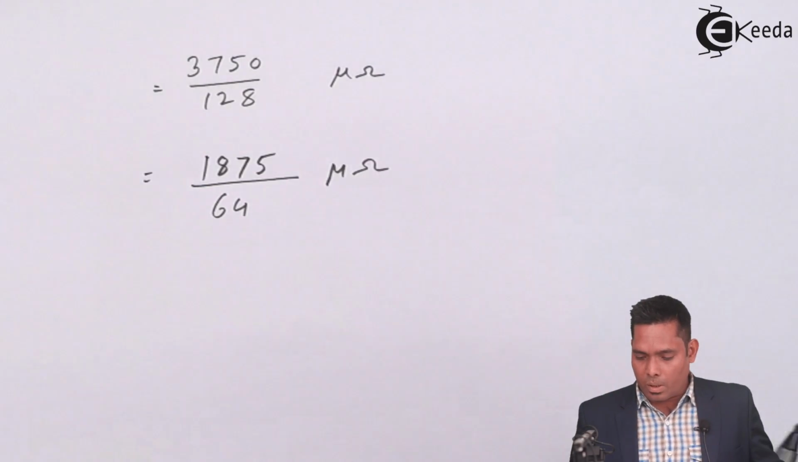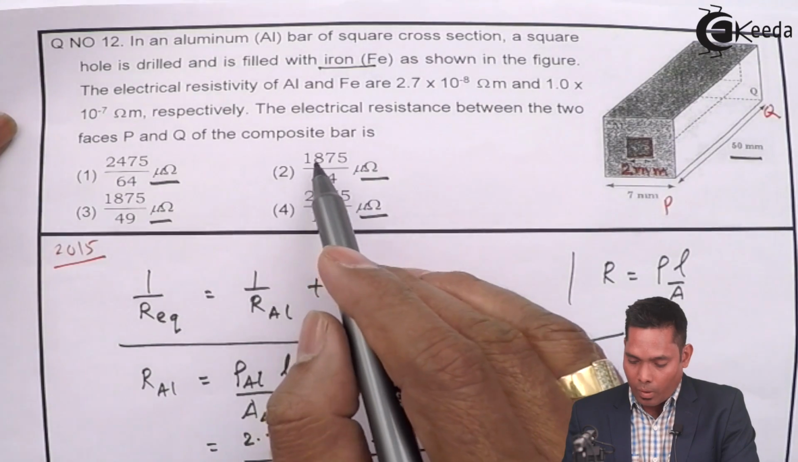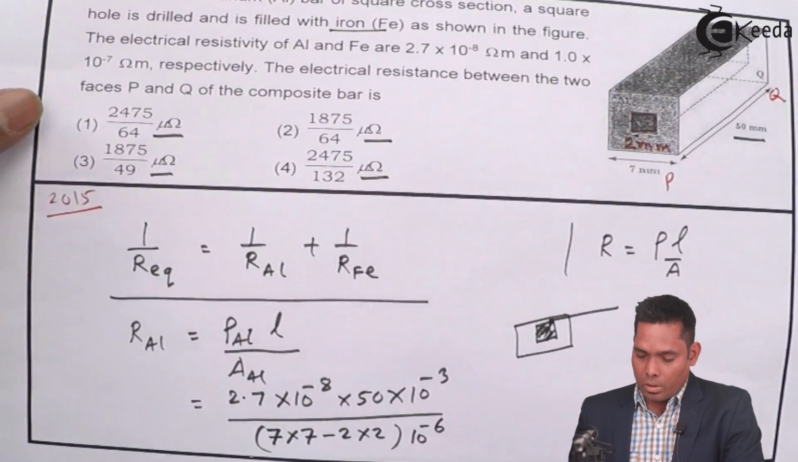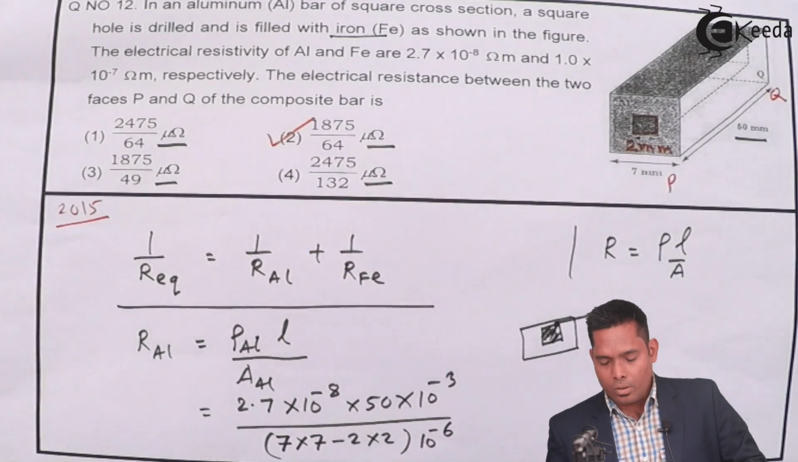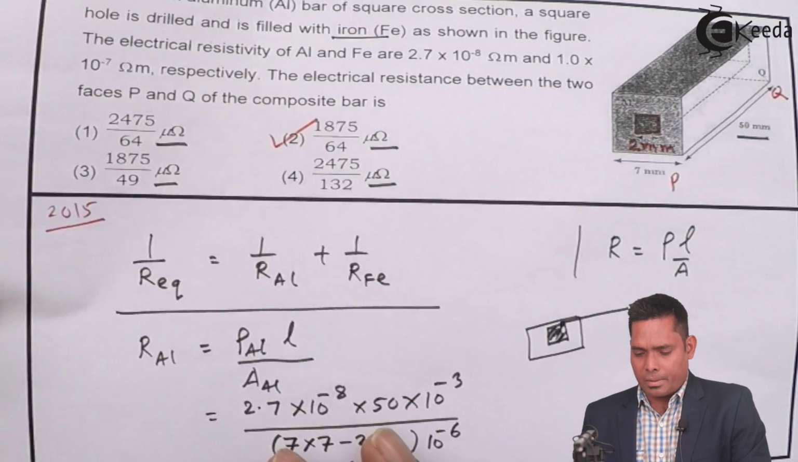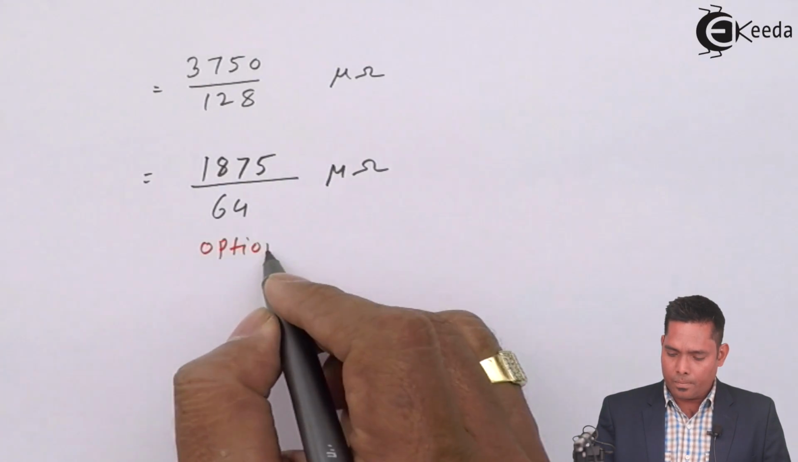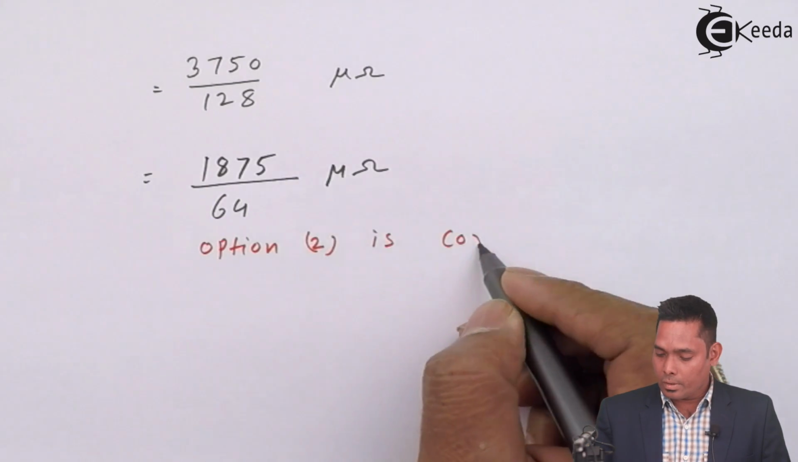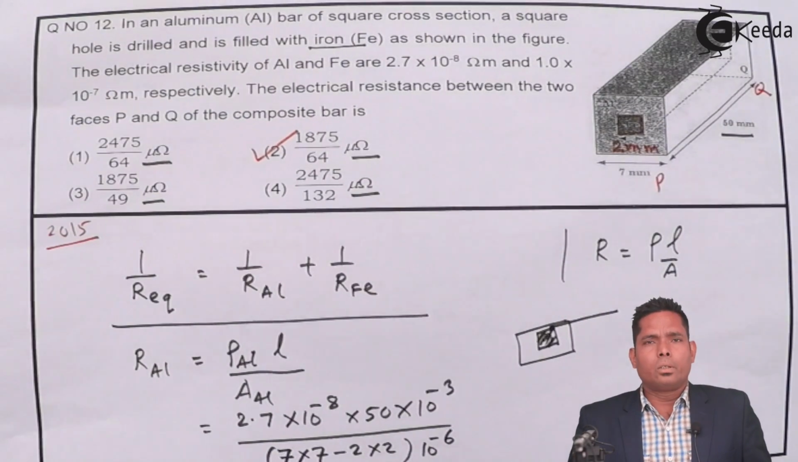This goes down to this value, and you can see here that if you see the options, 1875 divided by 64. So this option is the correct one. So it is 1875 divided by 64. So option number 2 is correct. Okay, thank you.